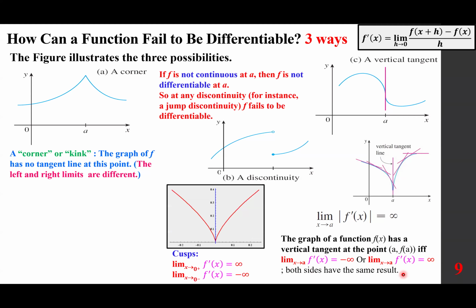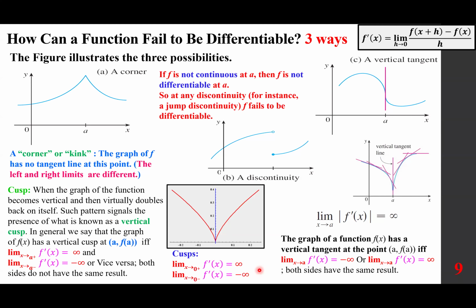On the other hand, we have something that looks like a corner, but it's a cusp. For example, at 0 here, the limit of f prime of x as x approaches 0 from the right is infinity, but from the left of 0 is negative infinity. Therefore, a cusp happens when the graph of the function becomes vertical and then virtually doubles back on itself. Such a pattern signals the presence of what is known as a vertical cusp.